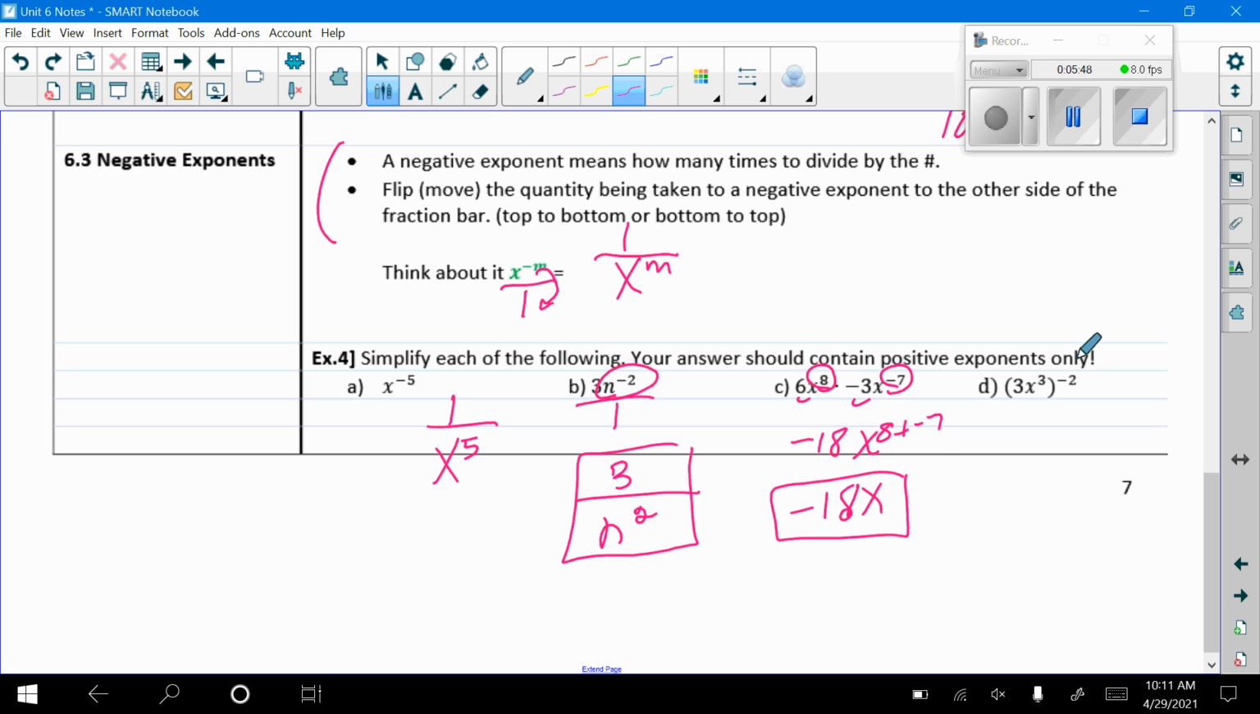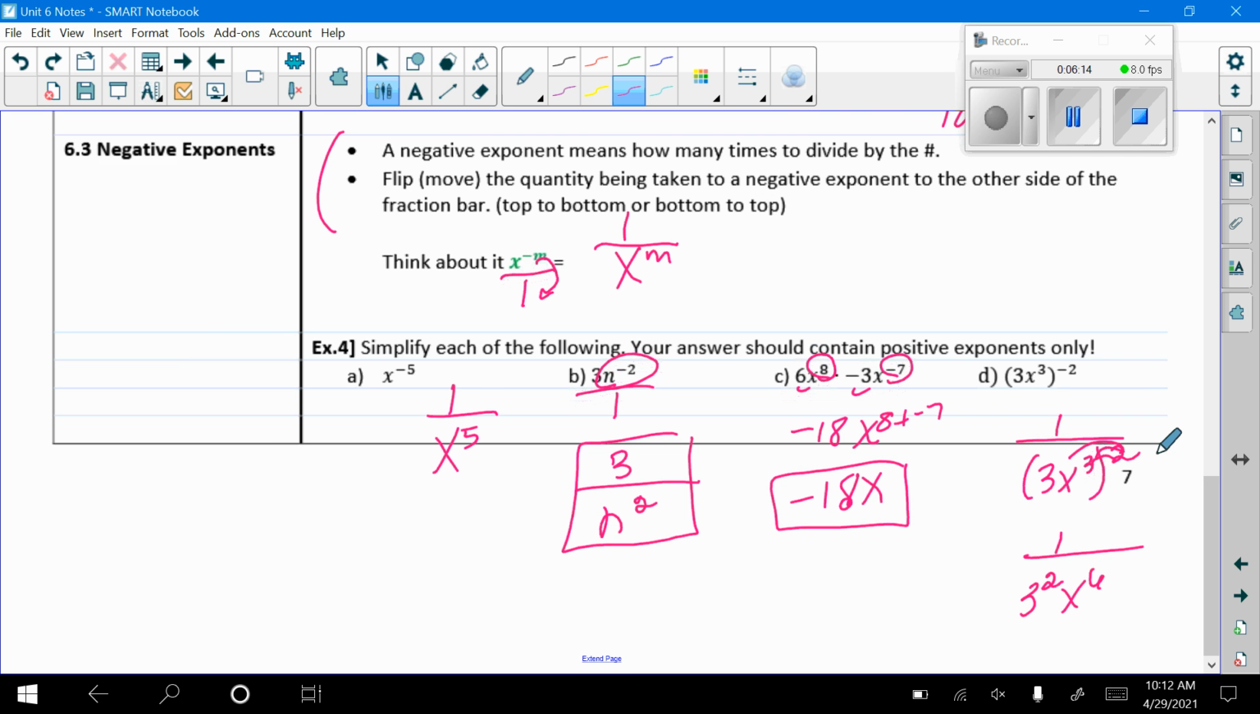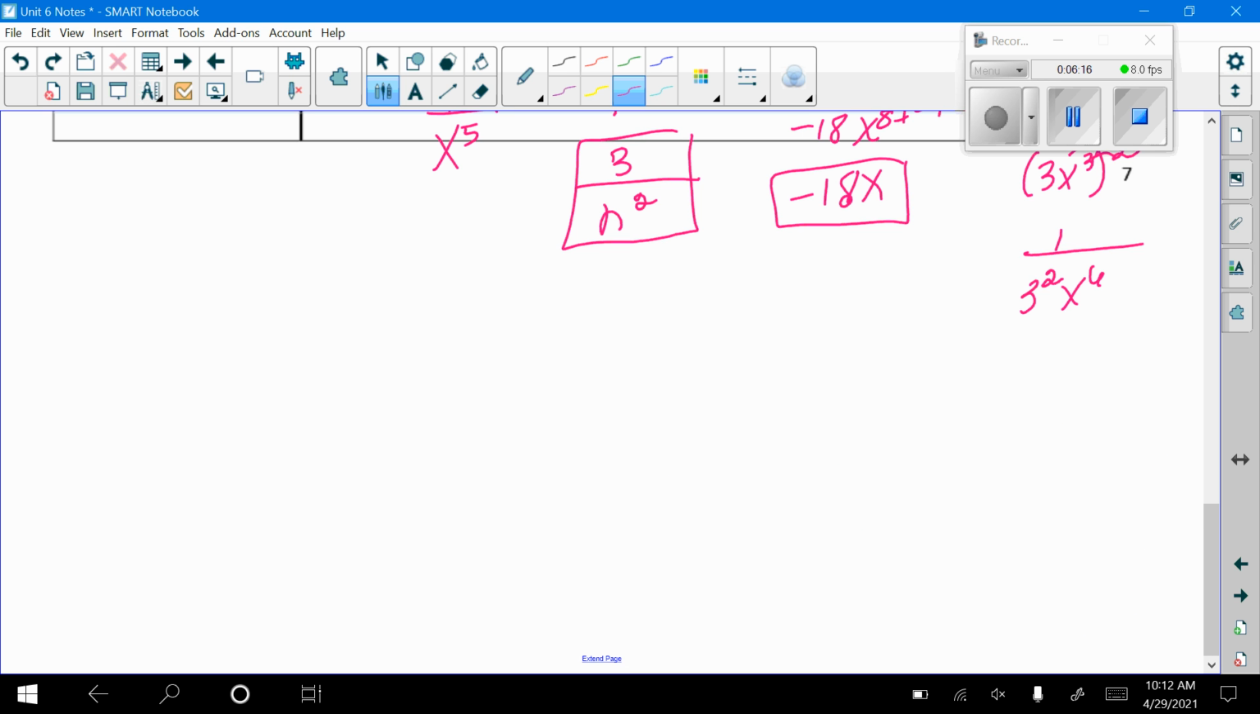This following one, I can either distribute that negative 2 to each thing, or I can say, well, that whole quantity is to the negative 2 power, so it's going to be 1 over 3x cubed, and then to the second power, make that positive on the outside. And so now I can distribute that to each item, and I end up with 1 over 3 squared x to the 6th power, which gives me 1 over 9x to the 6th.